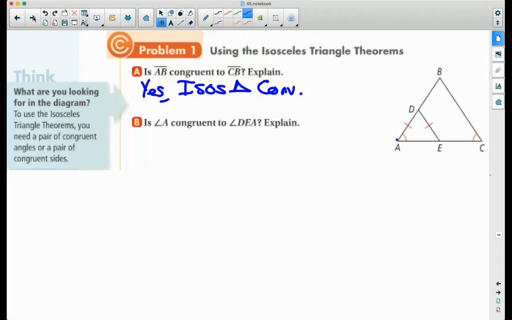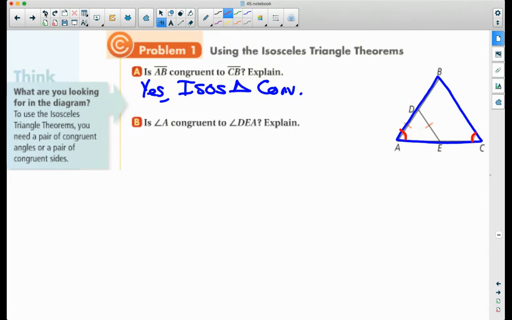Because in this big triangle right here, we have these two angles congruent. Those are the base angles. So that means the sides opposite them are congruent, which are segment AB and segment CB. So yes, by the isosceles triangle converse.